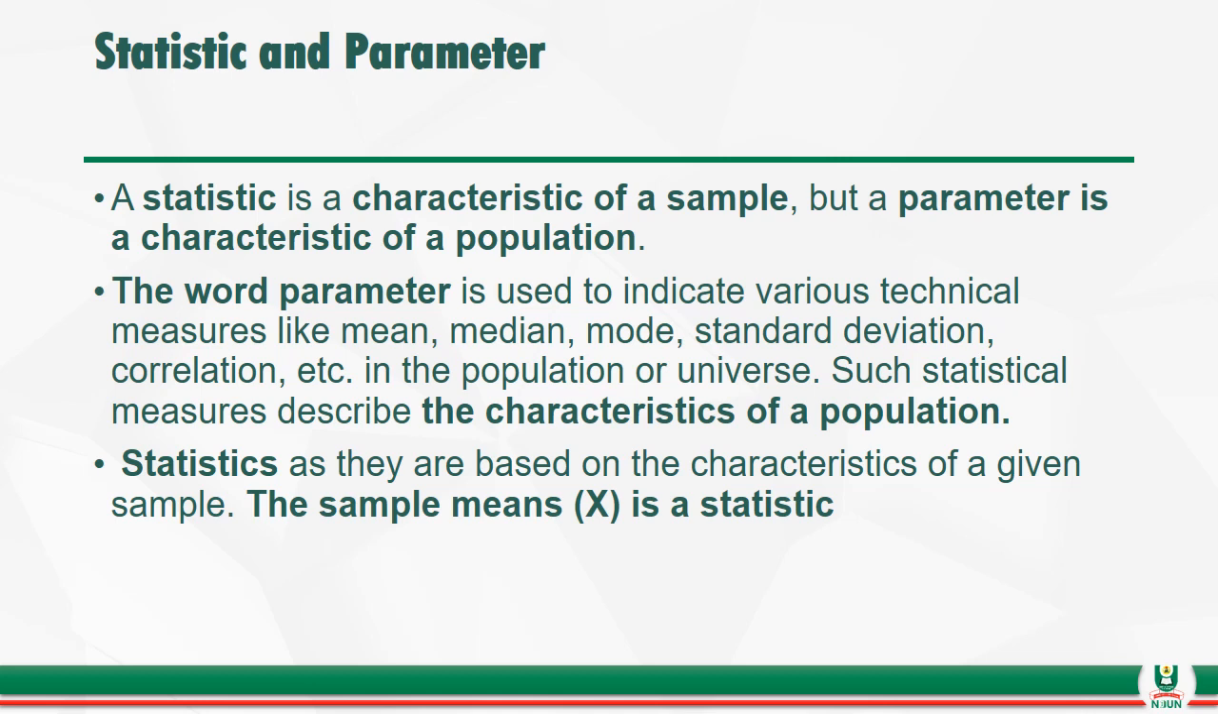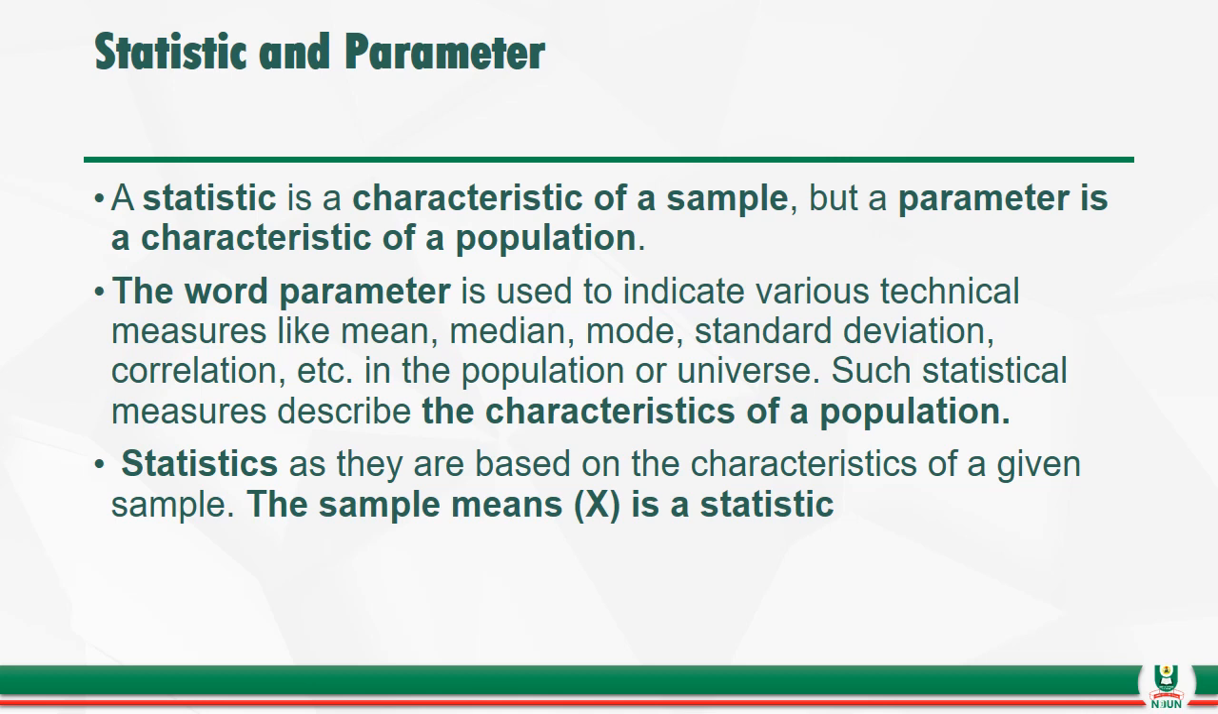Statistic and parameter. A statistic is a characteristic of a sample, but a parameter is a characteristic of a population. The word parameter is used to indicate various technical measures like mean, median, mode, standard deviation, correlation, etc. in the population or universe. Such statistical measures describe the characteristic of a population. Statistics, as they are, are based on the characteristic of a given sample.